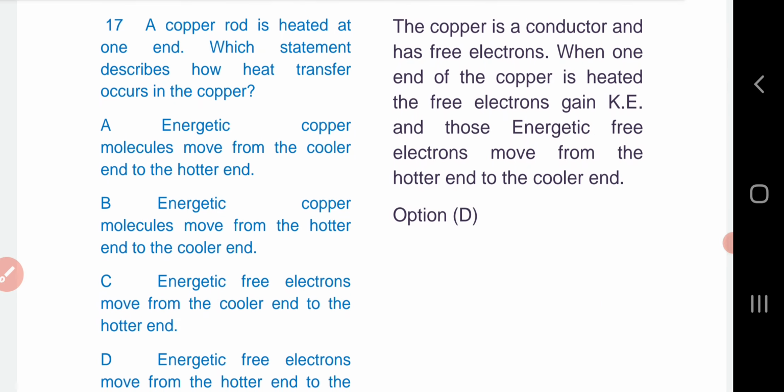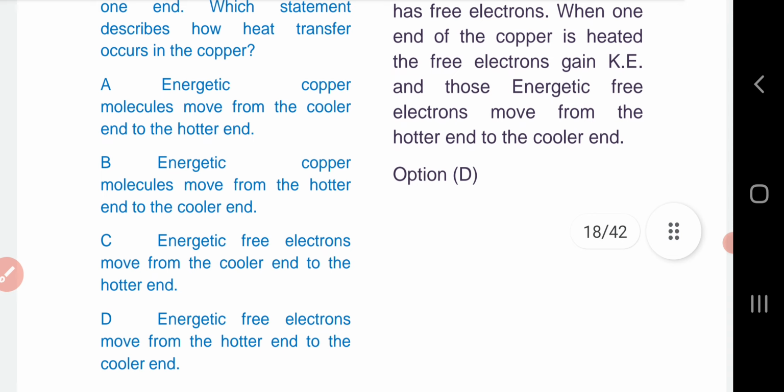Question number 17. A copper rod is heated at one end. Which statement describes how heat transfer occurs in the copper? The answer is, the copper is a conductor and has therefore free electrons. When one end of the copper is heated, the free electrons present on that end gain kinetic energy, and those energetic free electrons move from the hotter end to the cooler end.